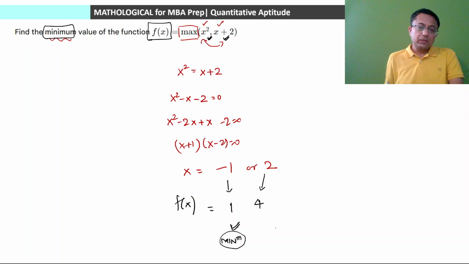Okay. This is not the maximum value. This 4 is not the maximum value. Maximum value will be plus infinity. But 1 is definitely the minimum value in this case. So answer will be 1 in such a case. Let us make the graph as well. But this much is sufficient to solve this question.